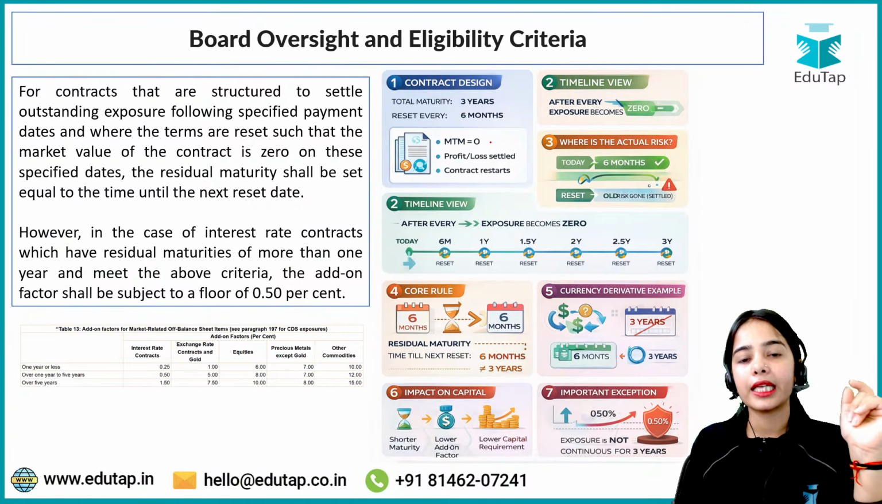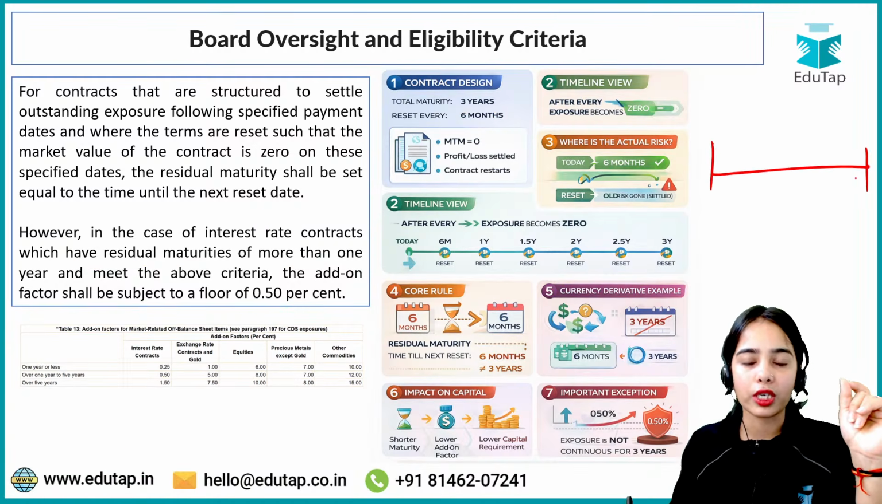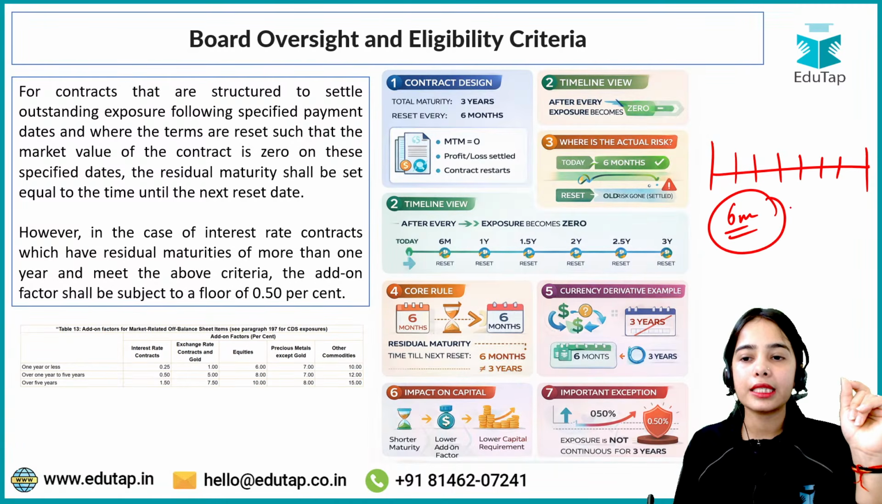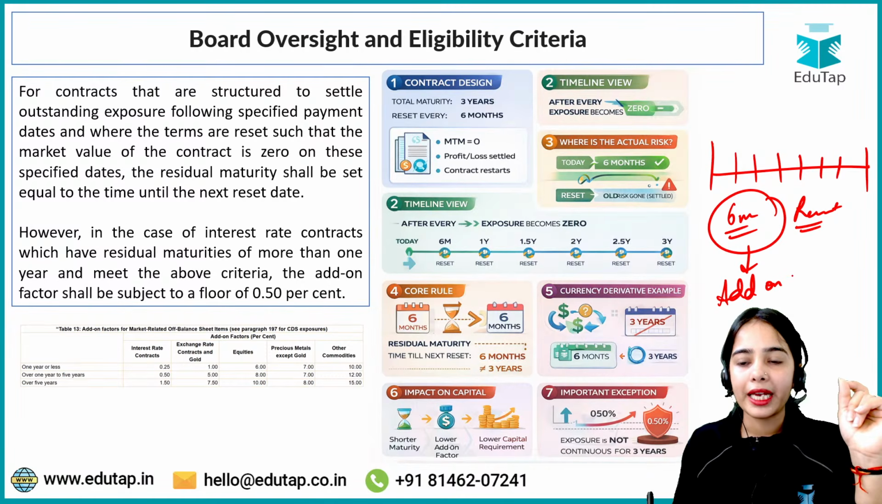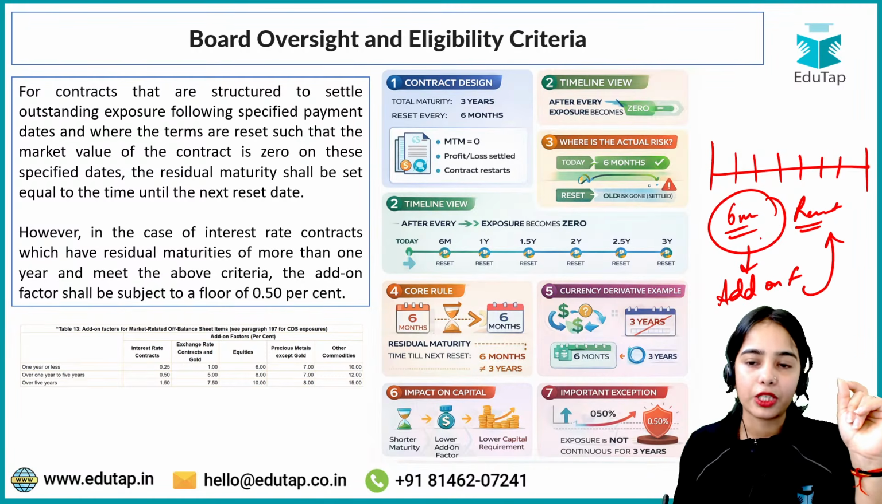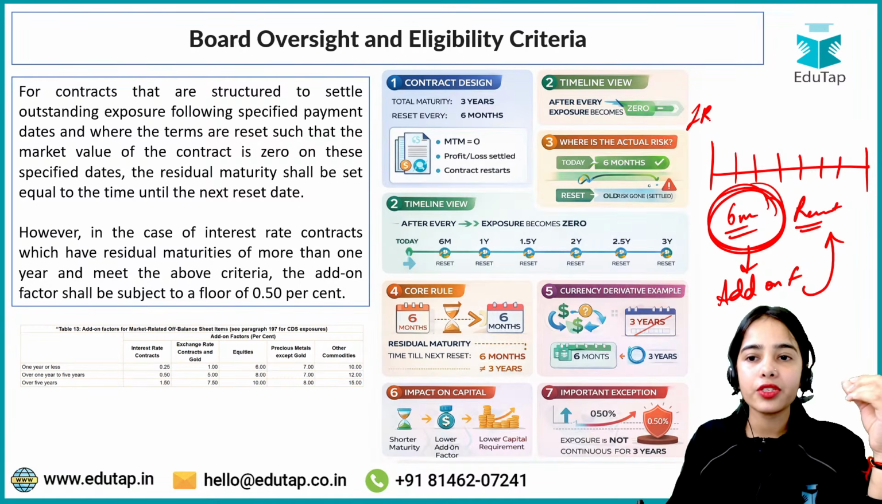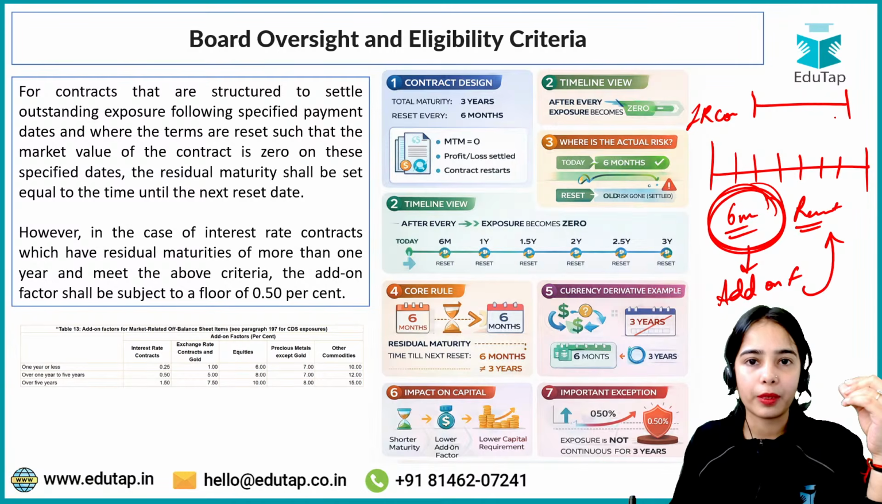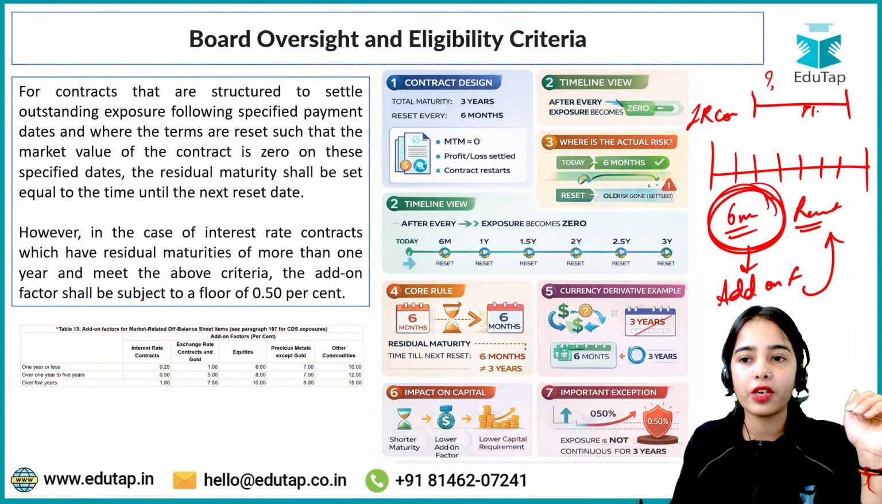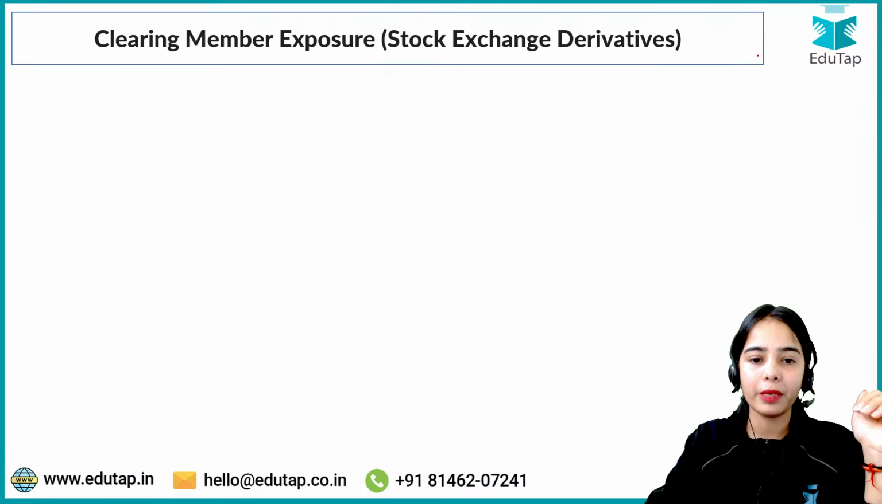So the idea is that even if the contract is for the long term, if in the meantime the reset is happening in a 6-month time period, then the add-on factor will be applied on the basis of when the reset is happening. But in interest rate contracts, if the residual maturity is more than 1 year, it doesn't matter when the reset is happening; the minimum add-on factor will be 0.50%. Okay, so this is the idea.